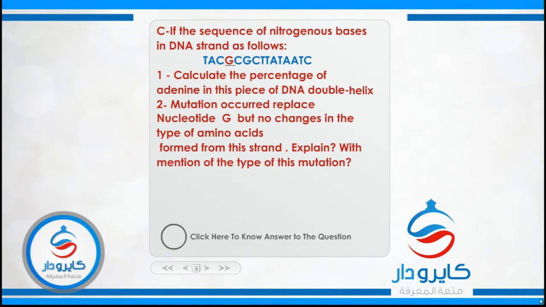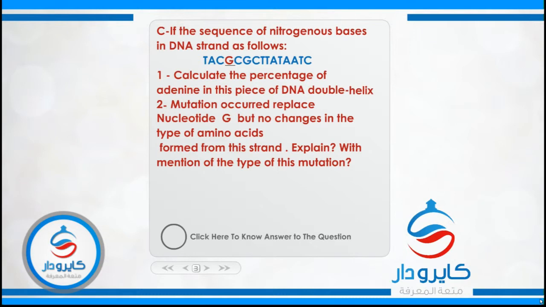Number 2. The mutation occurs to replace the nucleotide G in this strand, which is colored red and underlined, but there is no change in the type of the amino acids. We understand that if one or more nucleotides are removed, replaced or changed, that may change the amino acid. And the change of amino acids leads to a change in the protein produced from the translation of the mRNA that formed from this part of DNA.